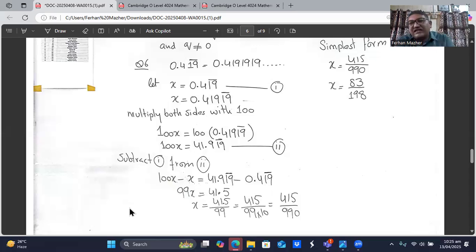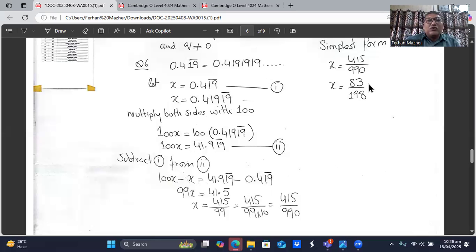So if you enter this in your calculator, you will get 0.419191919. So you know this fraction can be further simplified. So 415 divided by 990 can be further simplified with 5. So this will become 83 divided by 198. If you enter 83 divided by 198 into your calculator, you will get 0.4191919.